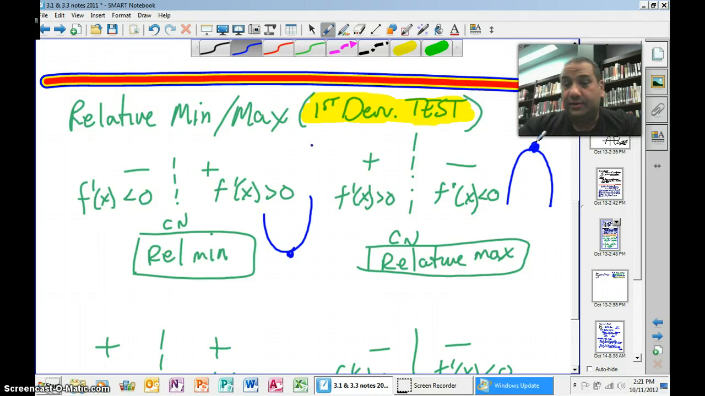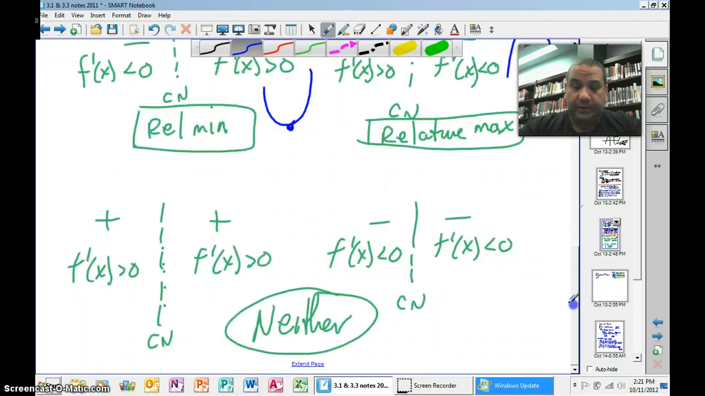So that's what I'm looking at. Likewise, if I go from positive to positive, it's neither. Negative, negative, neither. So that can happen too, and it does.